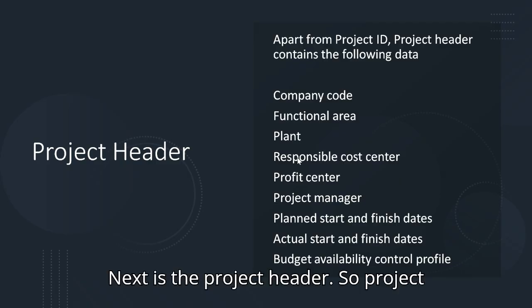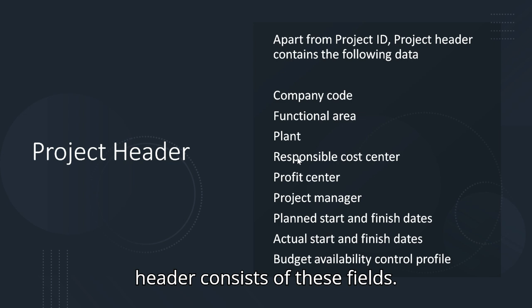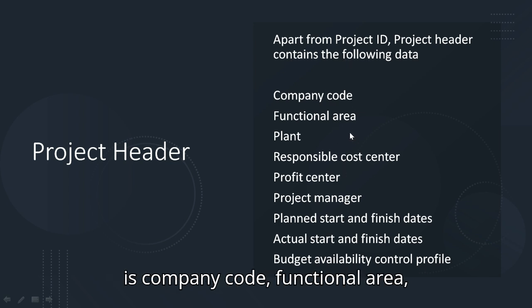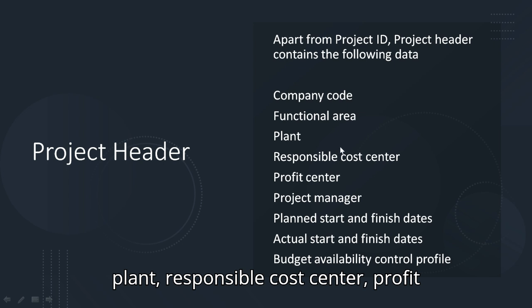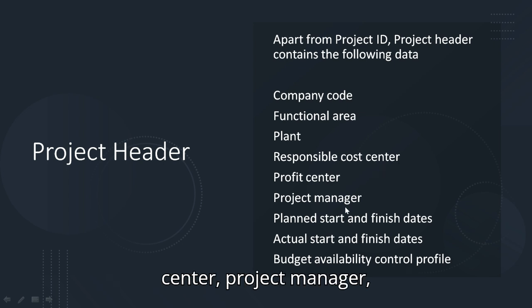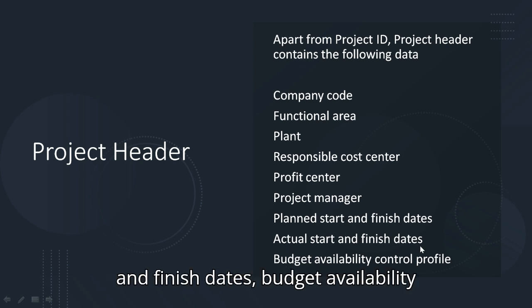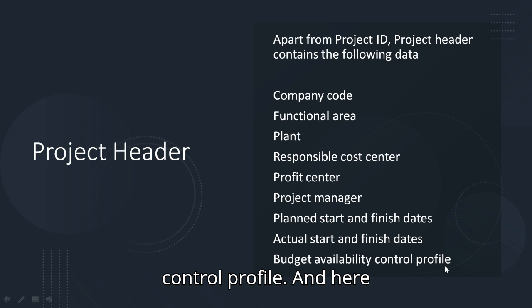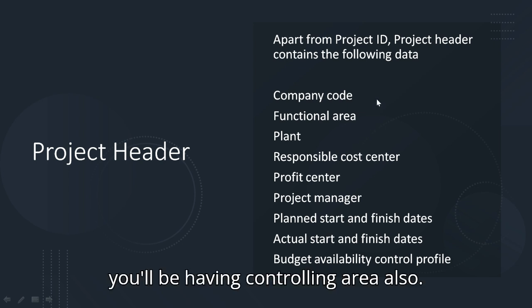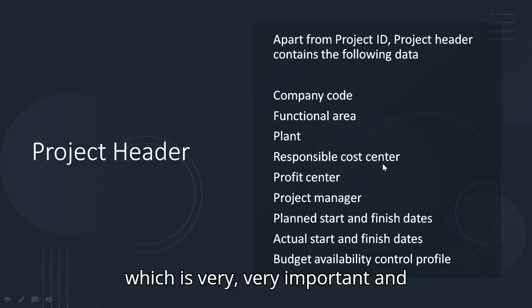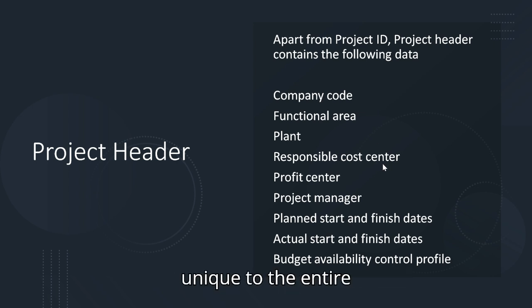Next is the project header. The project header consists of these fields. Apart from the project ID, it also contains the following data: company code, functional area, plant, responsible cost center, profit center, project manager, plan start and finish dates, actual start and finish dates, and budget availability control profile. And here you will have the controlling area also, which is very important and unique to the entire project.